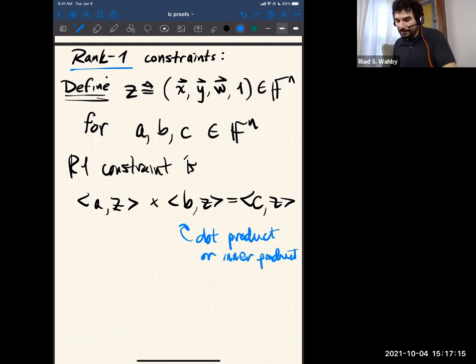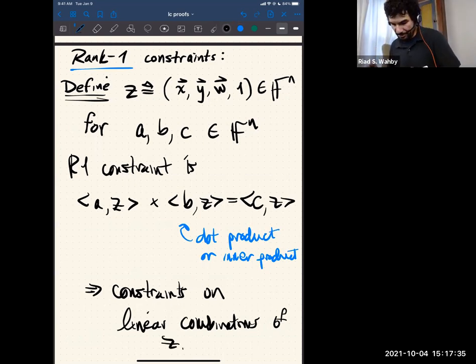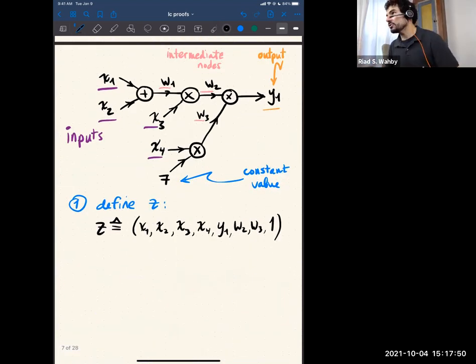So you can think about this as essentially a constraint on linear combinations of all of the wires in Z, right? So this is constraints on linear combinations of Z. And we can do one multiplication per constraint, right? Because we do a linear combination of Z times a linear combination equals a third linear combination. Okay, so now given this, we can go back to our original circuit, and now we can write down rank one constraints, okay?